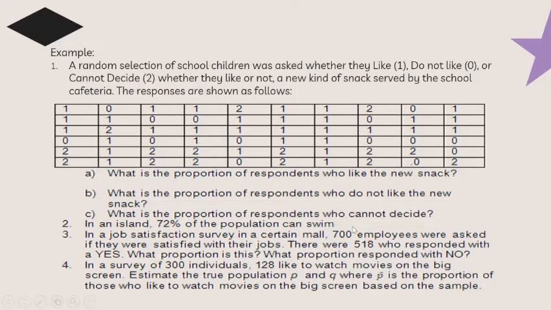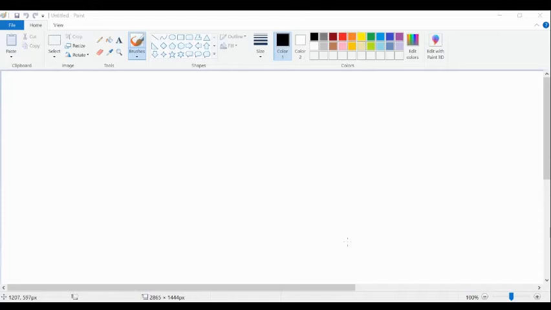Third example, in a job satisfaction survey in a certain mall, 700 employees were asked if they were satisfied with their jobs. There were 518 who responded with a yes. What proportion is this? What proportion responded with no? For this question, we need to determine what is asked. So first, what is the proportion responded with a yes? And second, what is the proportion responded with a no?